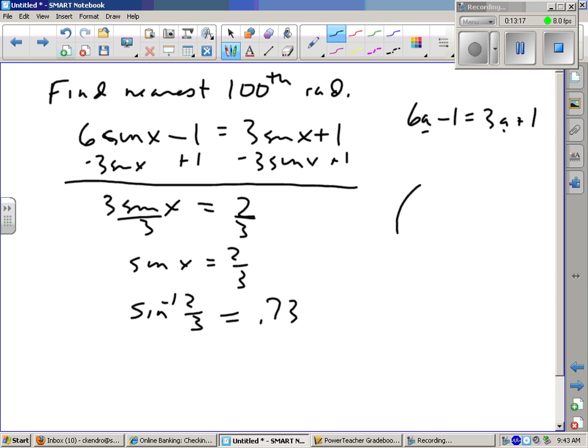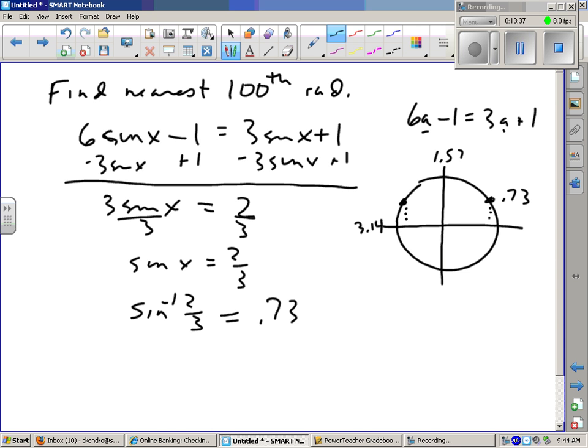Okay, now remember, because we're trying to find an angle, it's like the alien angle. So 0.73 is about here, because this is 3.14, this is 1.57, 0.73 is about there. And it's sine. So I need to find the mirror image over here. So I'm going to take 3.14 minus 0.73 to get that one. So I get 2.41. So that's the other answer. So those are my two answers for that one.